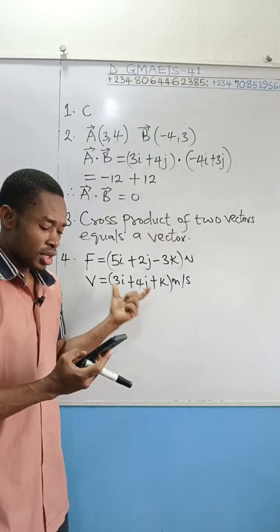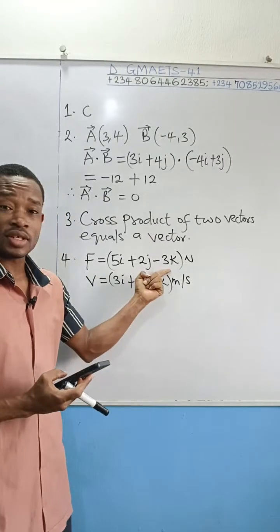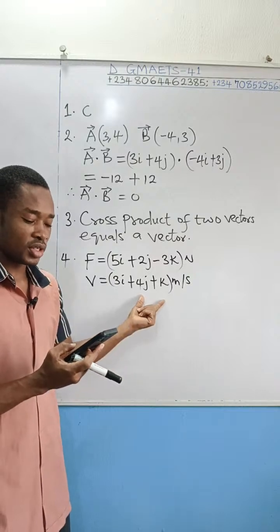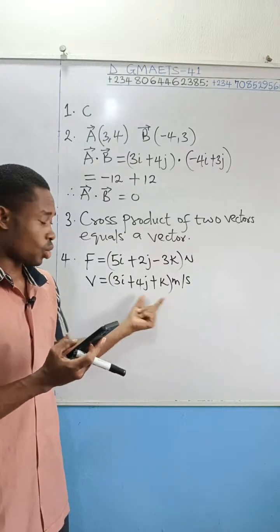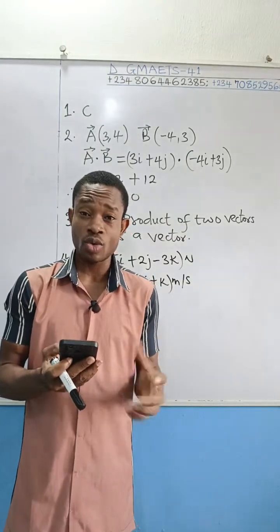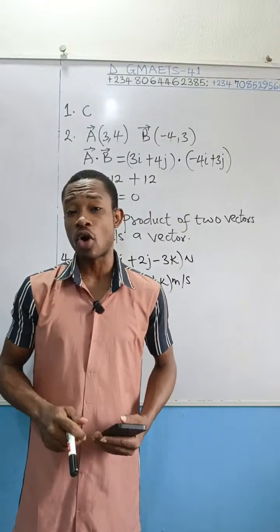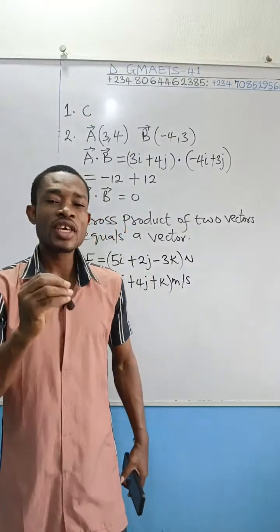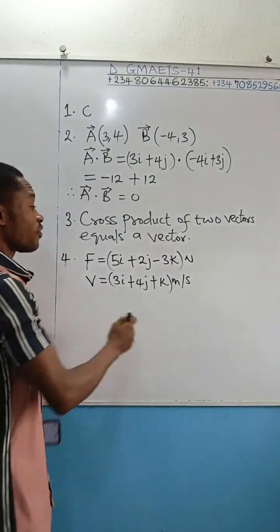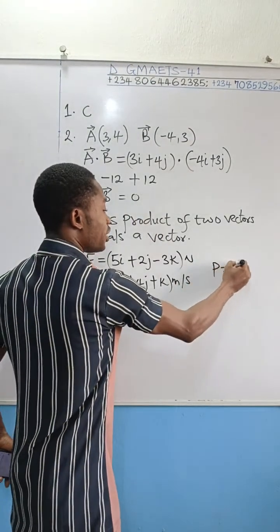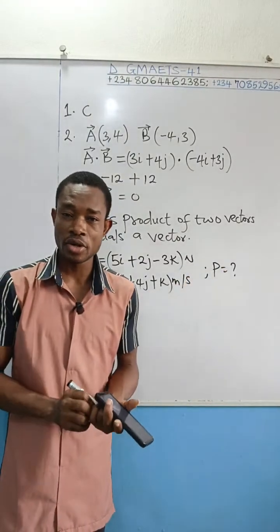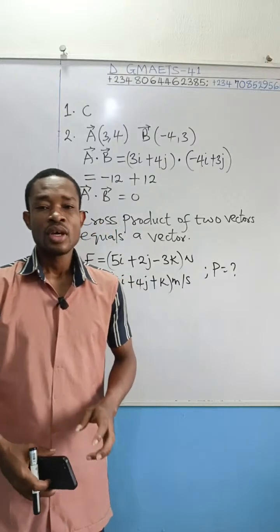Once again, a force F equals this vector here in Newton, acts on a particle moving with a velocity vector v equal to this. The examiner requires that we find the power delivered by the force. Now, you're given this type of applied question in exam. What are you expected to do? Here you are asked to find the power. Power is unknown. Please take note, dear students.